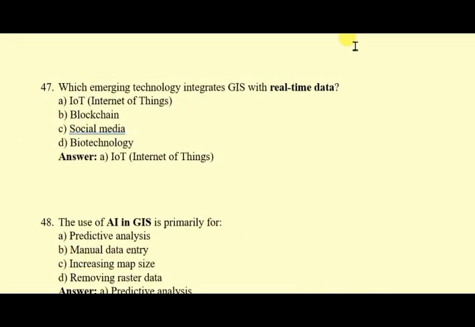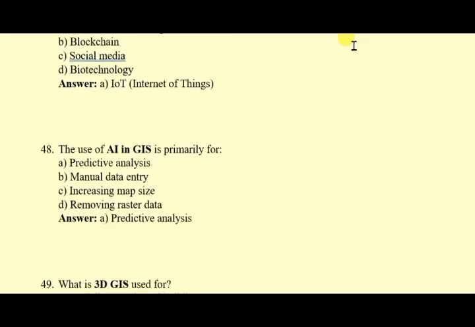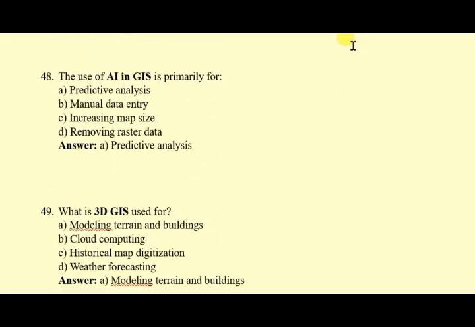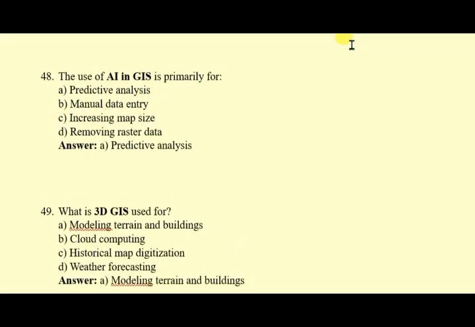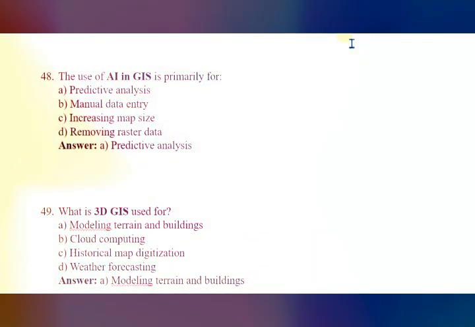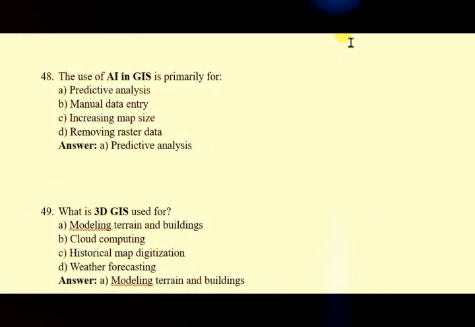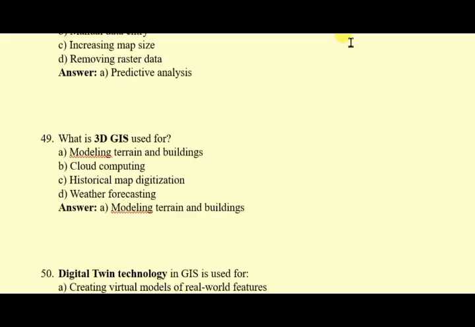Question 47. Which emerging technology integrates GIS with real-time data? IoT, Internet of Things, blockchain, social media, biotechnology. Here the right answer will be IoT, Internet of Things. Question 48. The use of AI in GIS is primarily for predictive analysis, manual data entry, increasing map size, removing raster data. Here the right answer will be predictive analysis.